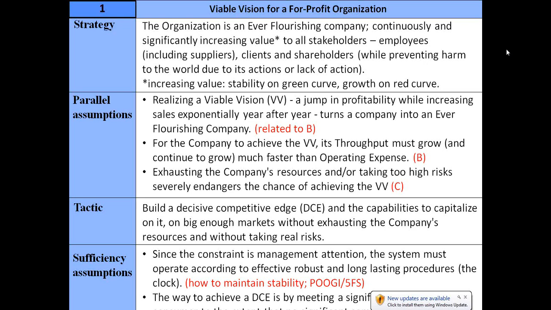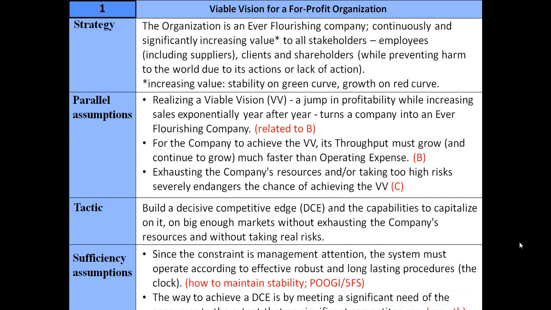So let's look at the first parallel assumption. Realizing a viable vision, VV, a jump in profitability while increasing sales exponentially year after year, turns the company into an ever flourishing company. And these are notes in red that I added here when I teach this content. It's related to need B of the core conflict, which is more of a definition and explaining that if you want to become ever flourishing, what you need to do is achieve need B. And that is not defined specifically in the strategy, which is you have to exponentially increase your profits and sales year after year.